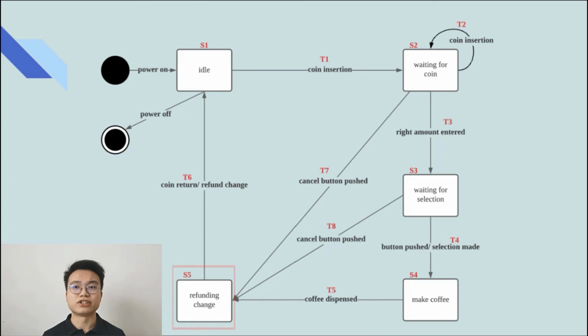Finally, after refunding the change to the customers, the coffee vending machine moves from state 5 back into the idle state S1. Finally, we draw a transition line from the idle state S1 to our final state, where we label it as power off. The final state is denoted by a symbol, a circle with a black dot inside. So this is how we draw our state machine diagram based on the case study given before.